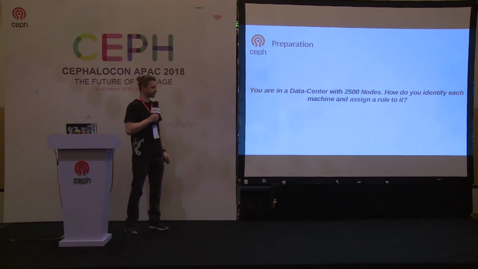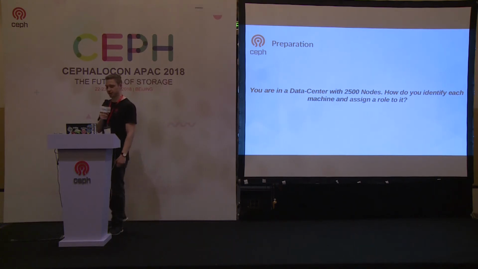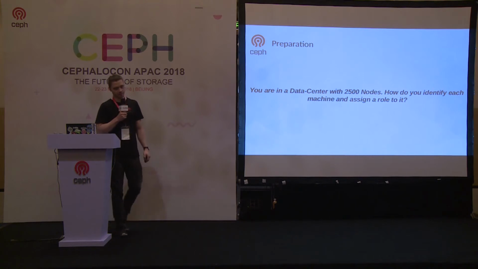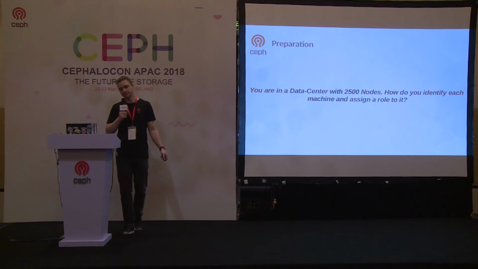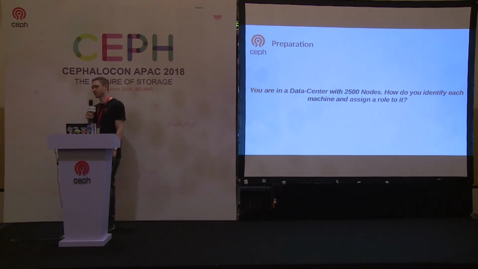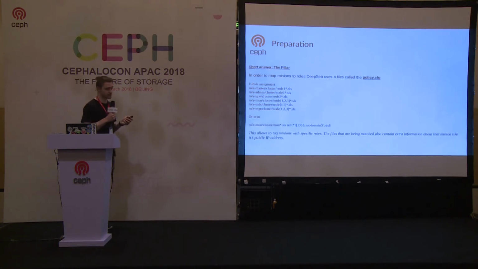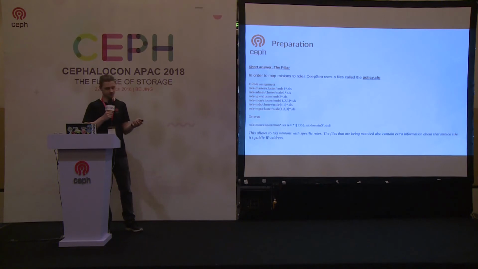But now, when you come to the preparation phase and you enter your data center and you want to build a really, really huge cluster with like 2,500 nodes, and the only information is host names, how do you actually map any type of host name to a certain role? So the short answer is you can write that in the pillar, because that's static data that's provided by the user.